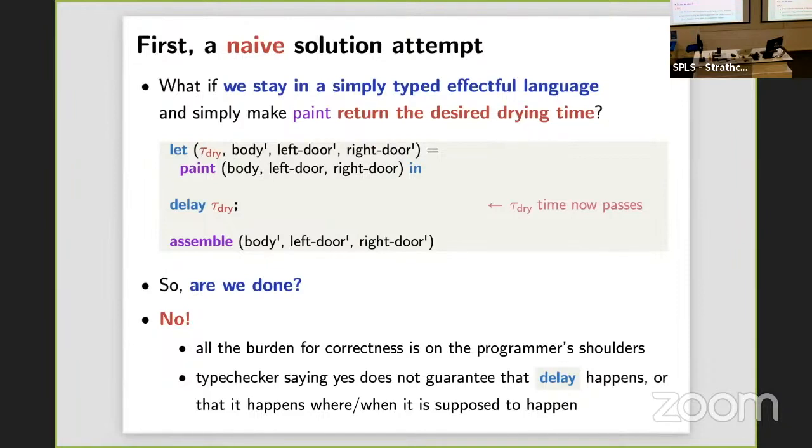So we would like to have a type system that guarantees that there will be some property attached to these resources after they come out of the painting operation, that we are really not allowed to use them before something happens. So that something might be a delay, so that something might be other operations that take enough time.